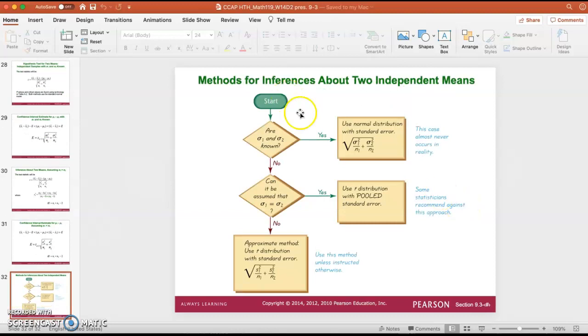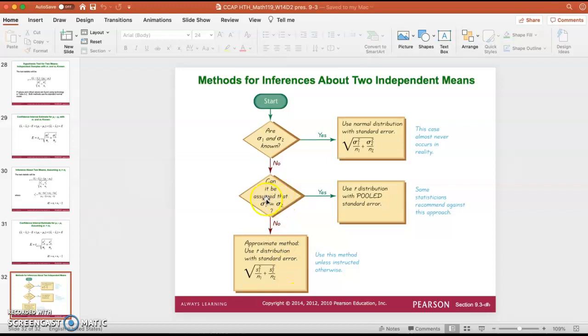And this is just a little visual, just to kind of emphasize all three of those methods put together. So starting with the most common, are the population standard deviations known? No. Then can it be assumed that they're equal? No. And so then you approximate this method using the t distribution and with the standard error square root of both their sample variances divided by their sample sizes. So that'd be the most common.